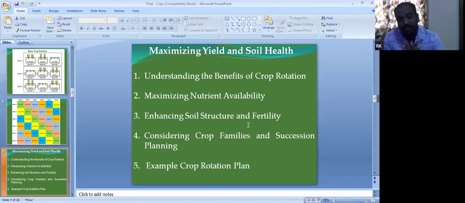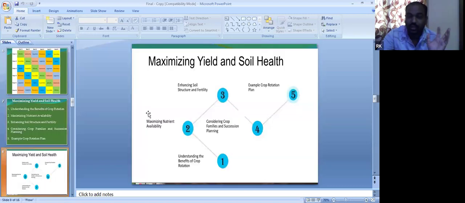Enhancing the soil structure and fertility, considering the crop families and suggestion of the planning. Example, crop rotation. These 5 points I already discussed. So what are the points I discussed? The maximum yield and soil health. So why we need the crop rotation? Why we go for crop rotations? Here you see maximum yield and soil health. Two concepts here. One is maximum yield.